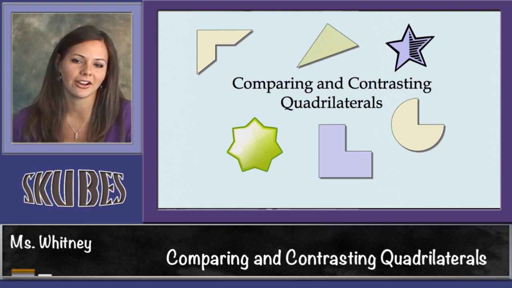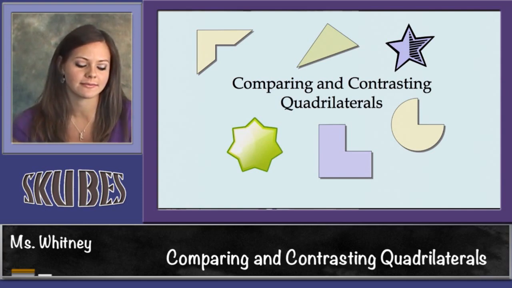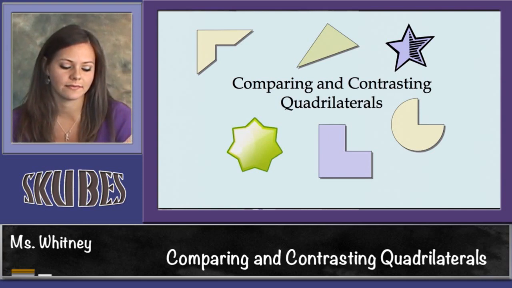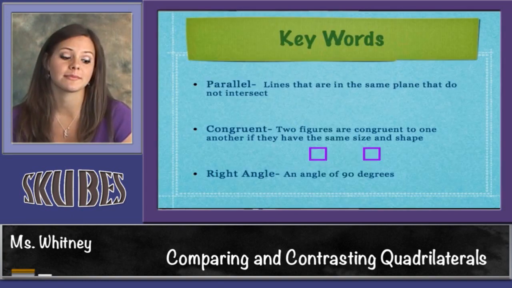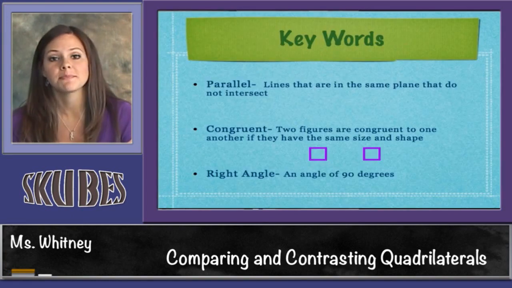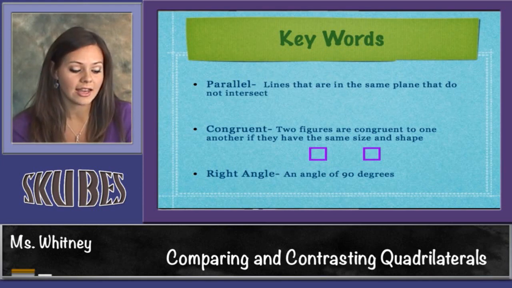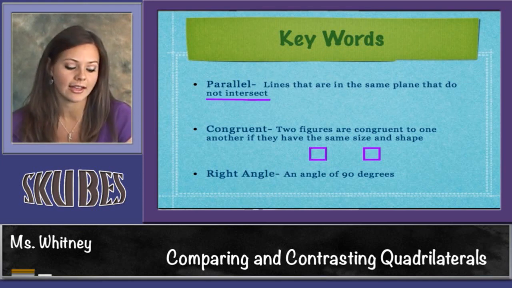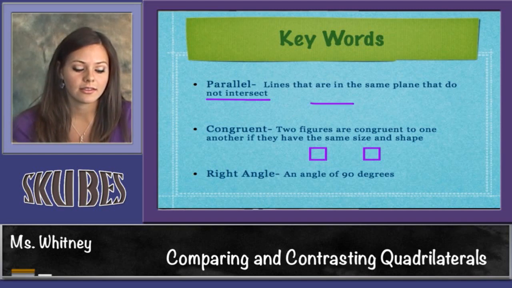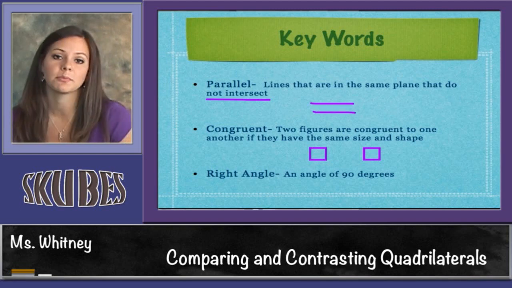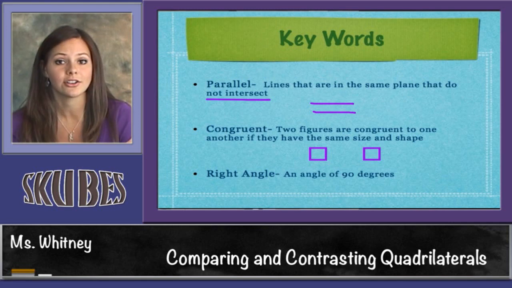Let's talk about comparing and contrasting quadrilaterals. First, let's look at some key words. The first word is parallel. Lines that are in the same plane that do not intersect are parallel lines. These lines are parallel because they will not intersect.